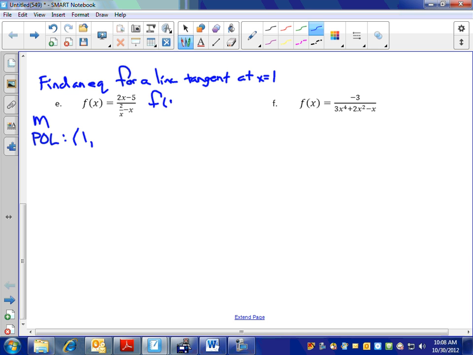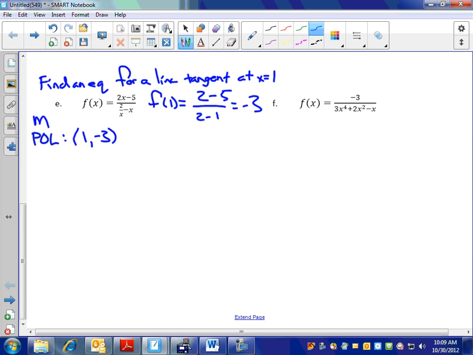So f of 1 would be 2 times 1 minus 5 over 2 minus 1, right? Are we okay there? Yes, I decided to change the problem to help you out. So we're going to find an equation for the line tangent at x equals 1. So therefore, I need to find a point on the line. I know x is 1, which means that y is, in this case, negative 3.